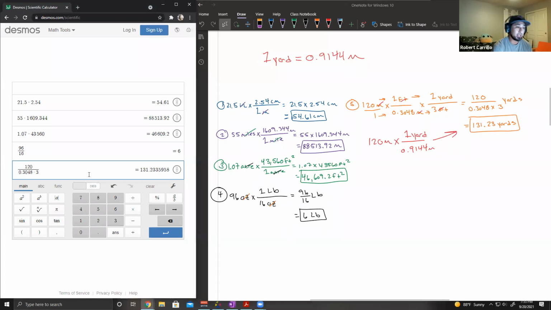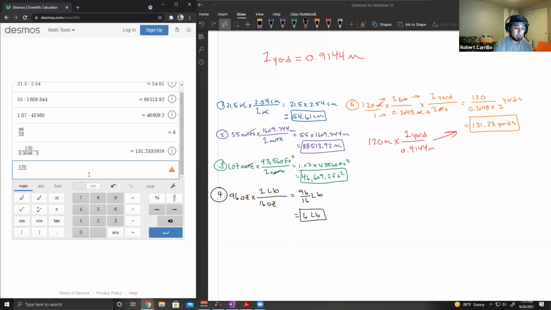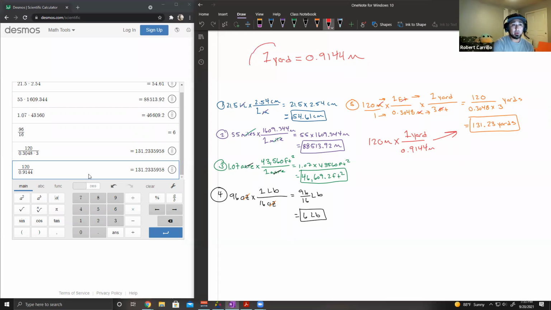Let's try it out though. Let's make sure we double check. 120 over 0.9144. And look at that, guys, exact same answer. So that is another conversion you can write down on your paper. Save it. It also saves some time. From going to 2 steps, we just had 1 step. So however you want to go about it.